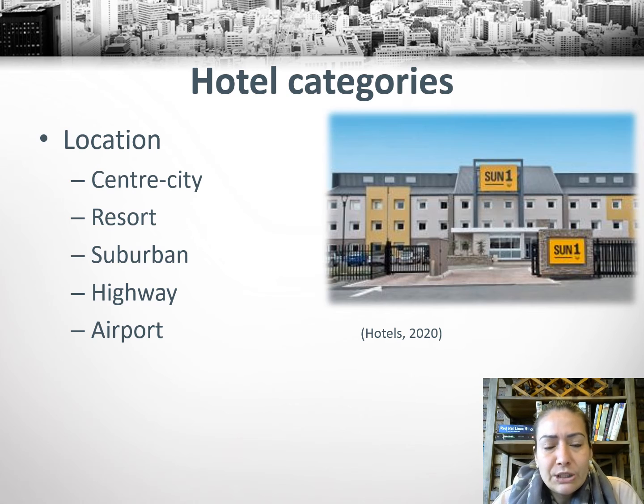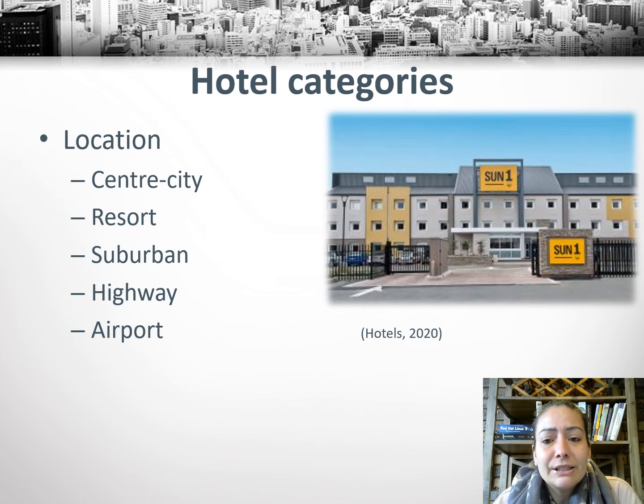For example, in Centurion, you have the Centurion Lake Hotel. It is located in Centurion. Then you have the Highway Hotel. Highway Hotel is located close to a main highway. If you see the picture there, Sun One, it used to be called the Formula One, but it was bought over by Tsogosan, and it's now called the Sun One.